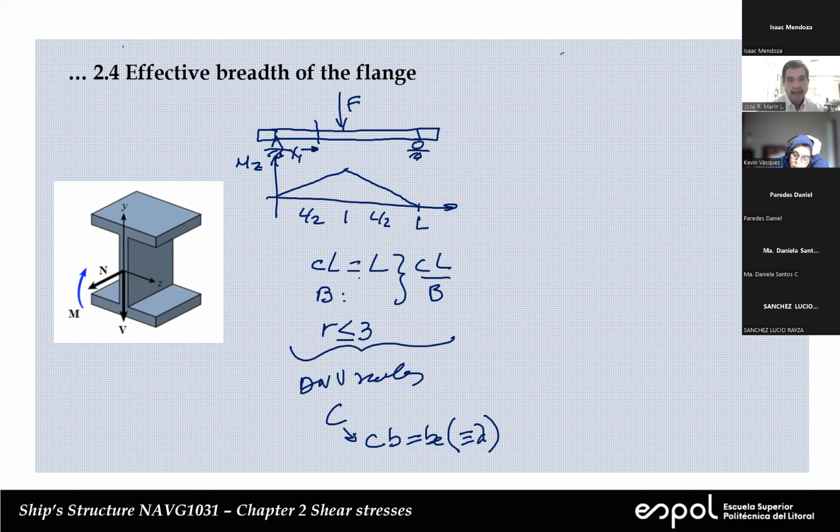Okay, so CL in this case is L, because this is the distribution of bending moment. B is the width. So from here to here, I'm sorry, from here to here, you have this information because you measure the width from here to here, that's B.